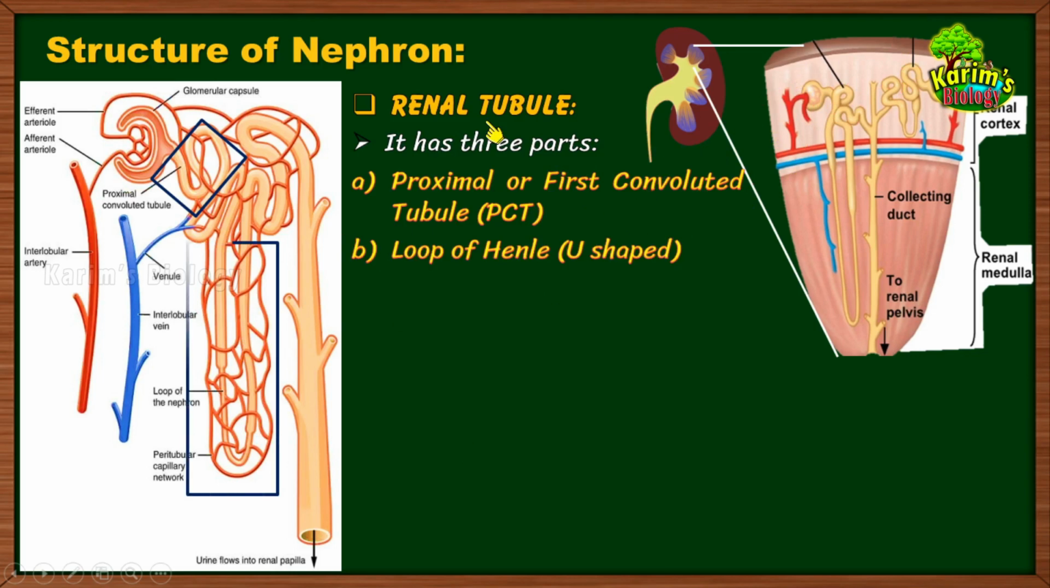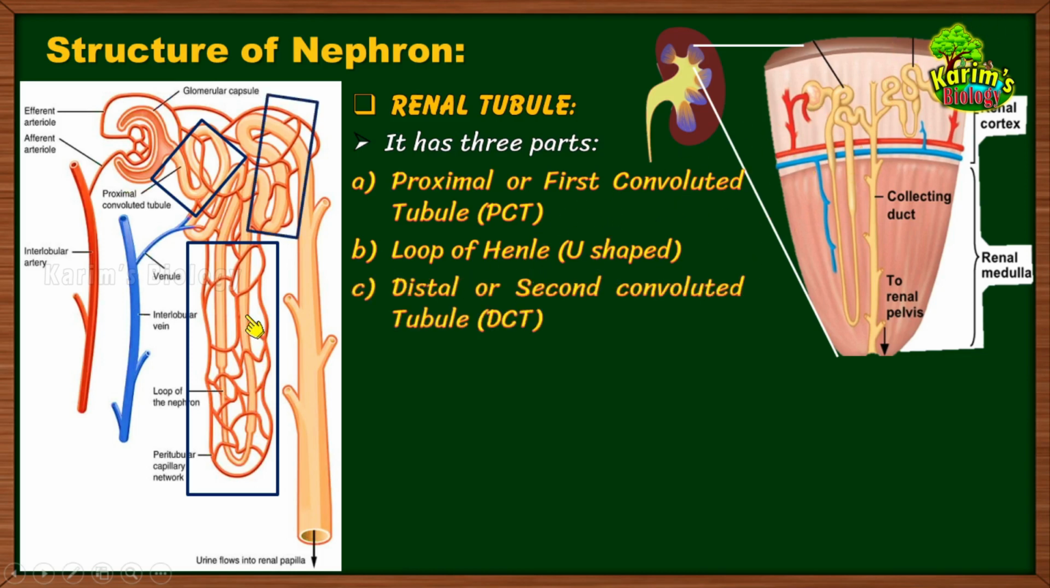And the second part of the renal tubule is this particular part. Okay, look at this. The PCT is continued in the form of a tube which is running downwards, taking a curve, again going upwards, right? So this particular U-shaped structure here, or hairpin shaped structure, is called loop of Henle. This is called loop of Henle. And the third part is the distal or second convoluted tubule. Okay, so this one I am talking about, this is the distal or second convoluted tubule. Distal, I will tell you about these things.